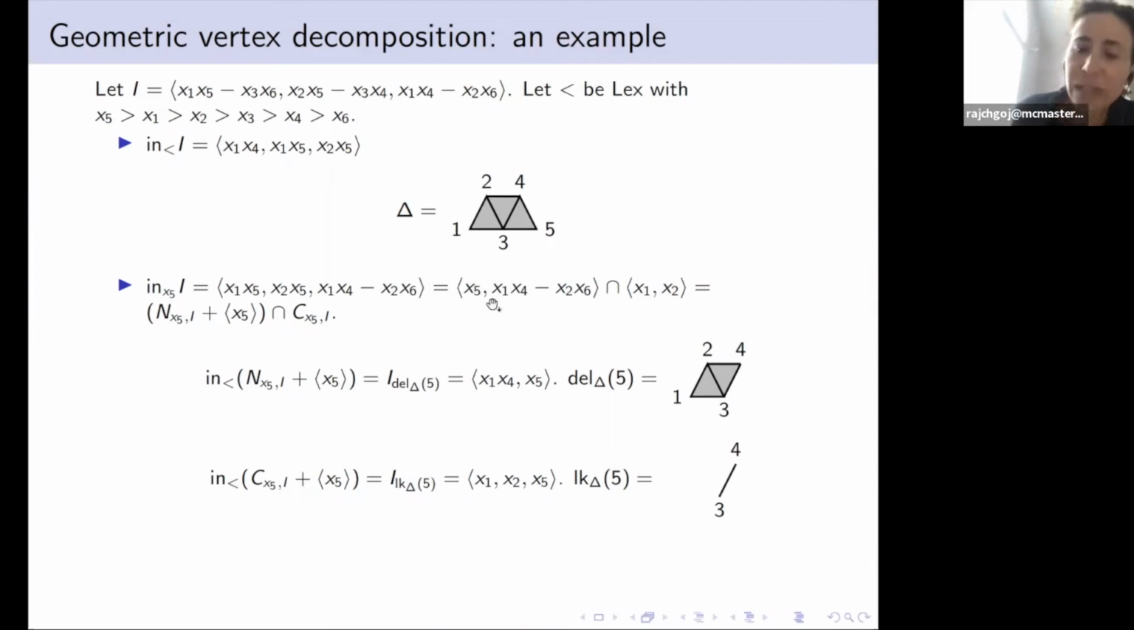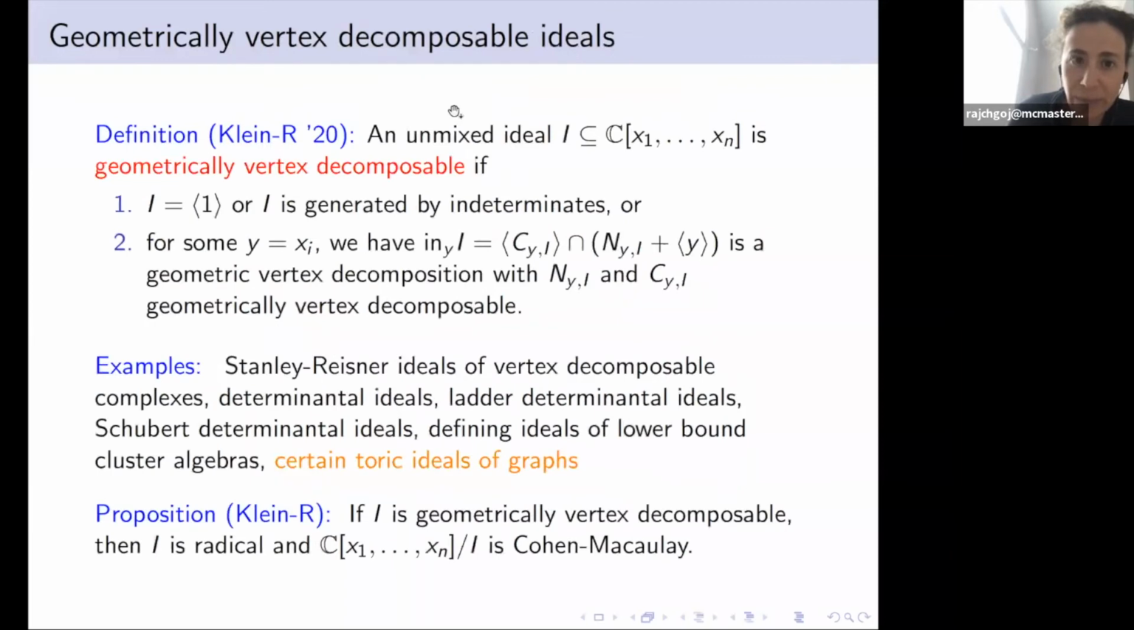But then I can decompose this into two ideals, N plus X5 and C. And what you see is that if I were to degenerate all the way in this case, the N would become the deletion and the C would become the link. So this kind of motivates the terminology geometric vertex decomposition, because the algebra really is a sort of shadow of a vertex decomposition. And in nice cases, not always, but in nice cases, the initial ideal really is the Stanley-Reisner ideal of a vertex decomposable complex. So that's geometric vertex decomposition.